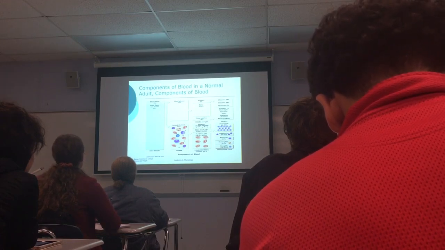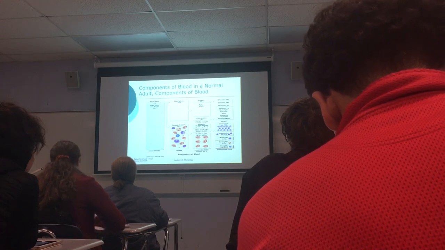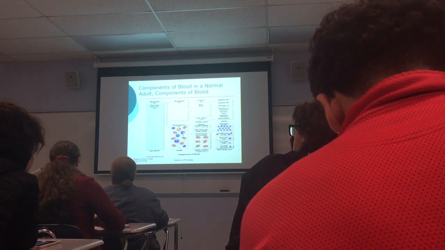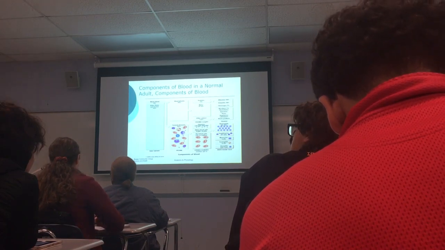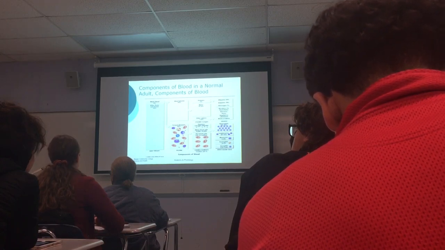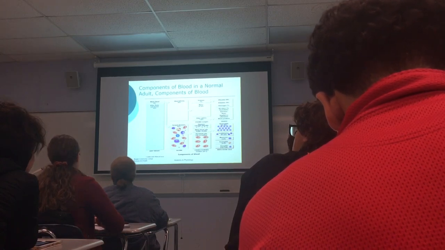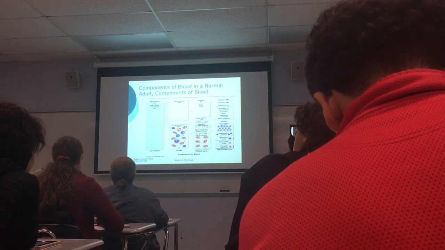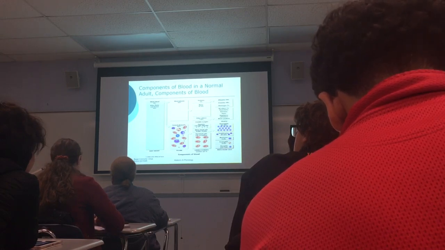Our red blood cells, we have 4.8 to 5.4 million red blood cells per unit liter of blood. This is why blood's red. Blood is not blue until it hits air. I don't know why they teach that in high school. Some high schools do. That is totally untrue.